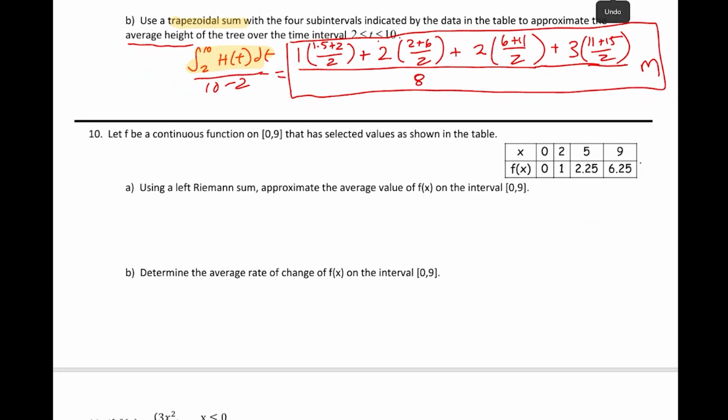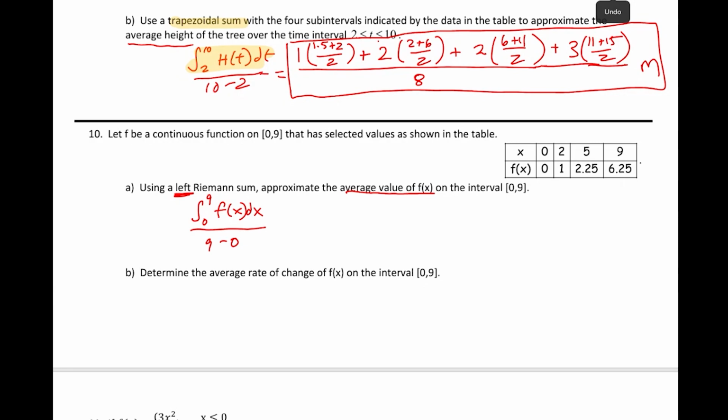Number 10 says let f be a continuous function on 0 to 9 that has selected values shown in the table. And it says using a left Riemann sum, okay, so we're going to use the left partitions to determine the heights of each rectangle, approximate the average value of f(x). So this will be the integral from 0 to 9 of f(x) dx all over 9 minus 0.